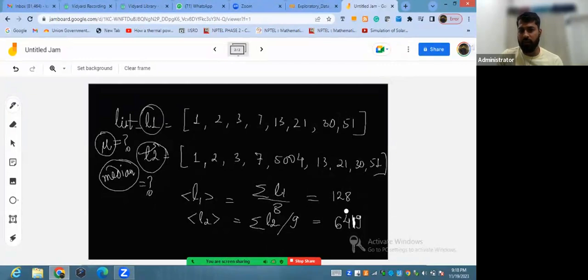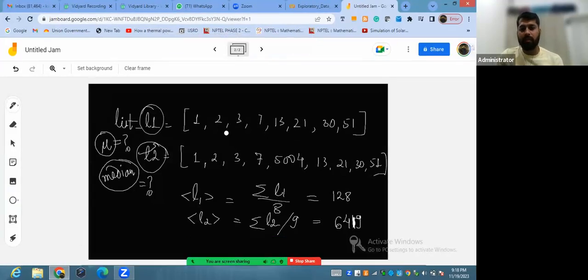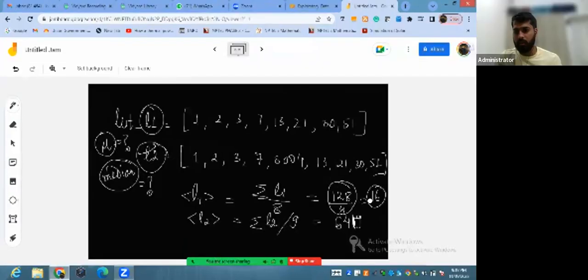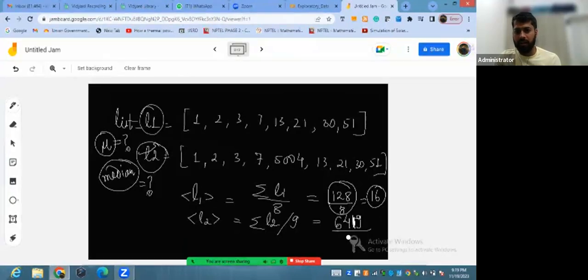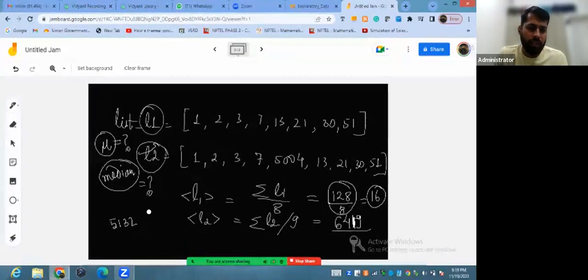Summation of L1, is that what you are saying? Does the summation come to 128 or does the division by 8 come to 128? 128 divided by 8, do it. 16. Good. And 6,419 divided by, it won't come to 6,419. It would come around 5,132. Yes, very good, because you have to add 128 only to 5,004. So 5,132 divided by 9.